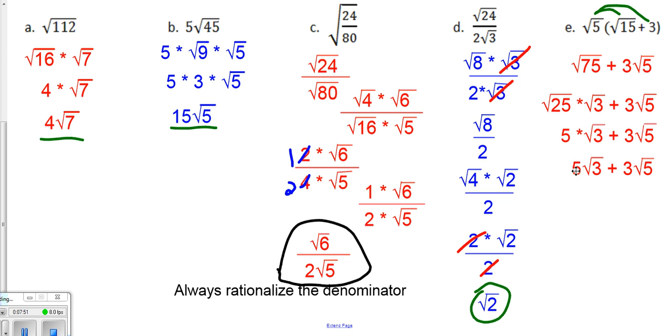Even though they both have a 5 and a 3, this has a whole number 5, this has a whole number 3, this has a radical number 3 and a radical number 5, so these cannot combine. It is simply, in the end, our most simplified form, 5 square roots of 3 plus 3 square roots of 5. And that would be how to simplify e.